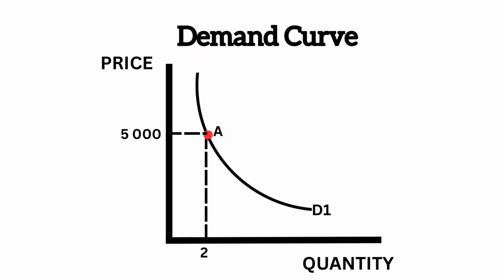Now let's look at it with regards to a graph. Initially the price of the sneaker was 5,000 Rand. Therefore, the quantity demanded of the sneaker was only 2. But as the price decreased to 3,000 Rand, now the quantity increased to 4. So that's why we say that the higher the price, the lower the quantity demanded. And the lower the price, the higher the quantity demanded.